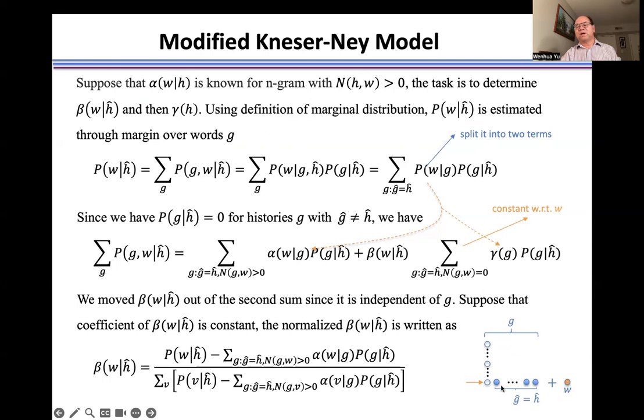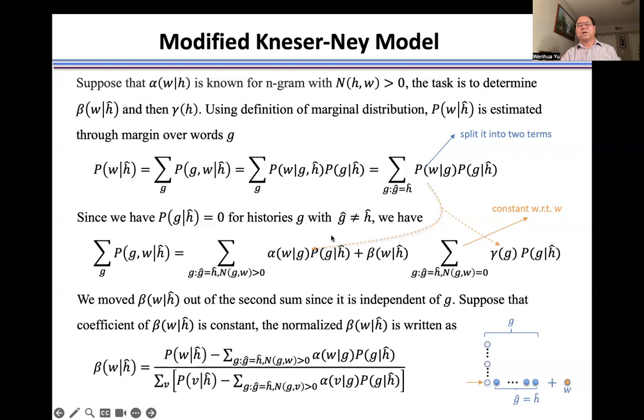G includes two parts. One is the n-1 gram, and the first word is the unseen word. So we use the marginal distribution. We calculate this P by using the margin of this joint probability over this history's G. And then we use the chain rule to express this joint probability with these two terms. If this G is independent of this H, this P is 0. So we only care about the G-hat equal to H-hat.